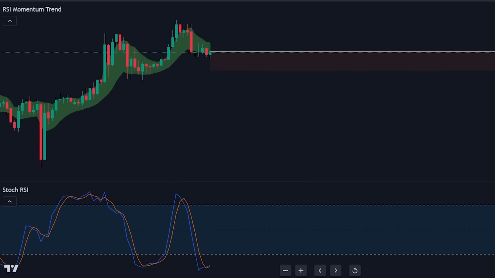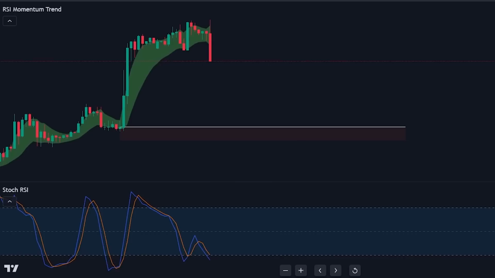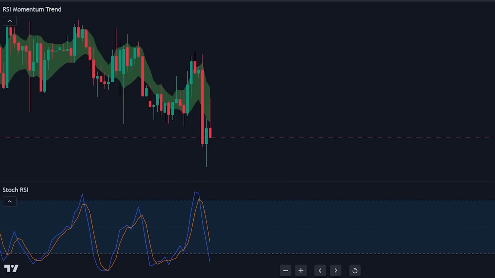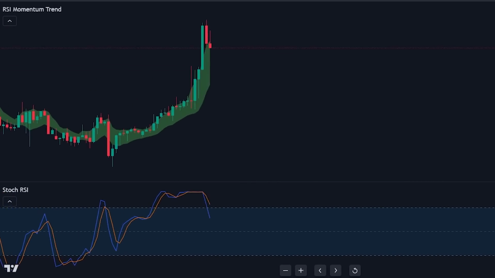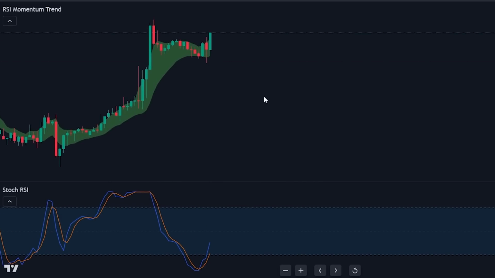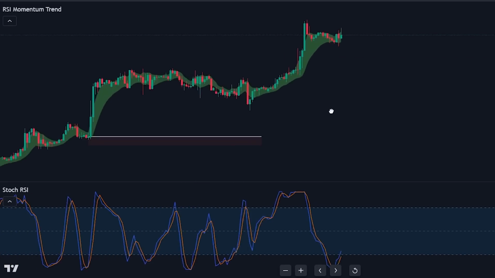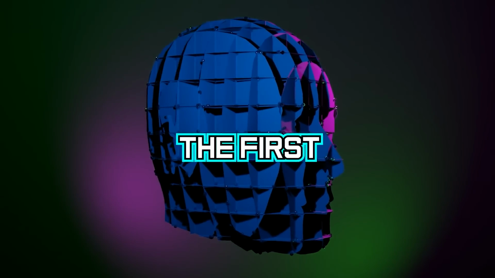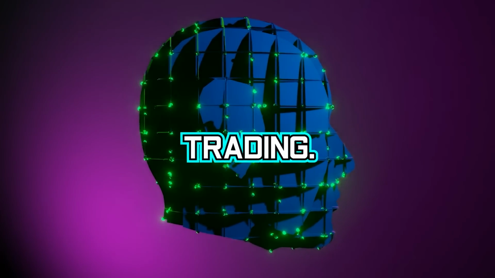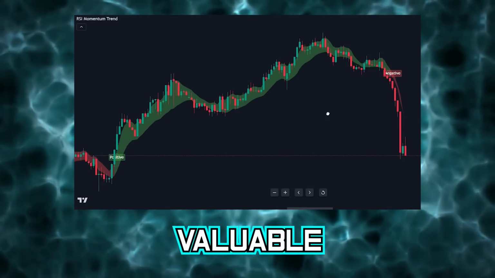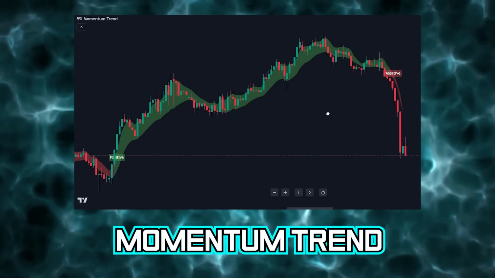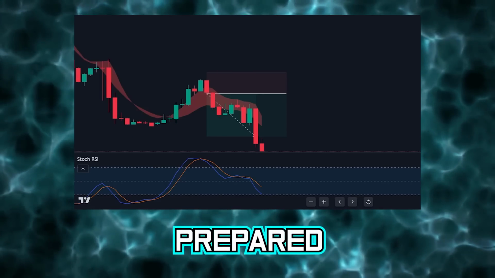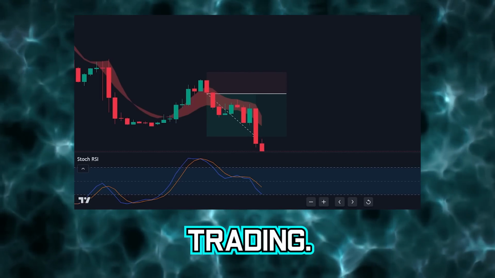Furthermore, we've discussed a potential exit strategy, which involves holding the position until the overall trend changes according to the RSI momentum trend. If this exit strategy is used, it's recommended to trail your stops above or below significant price levels depending on the trend direction. Remember, knowledge of the trend is one of the first and most crucial steps in successful trading. Armed with these valuable indicators, the RSI momentum trend and the stochastic RSI, and the strategies we've shared today, you're now better prepared to navigate the exciting world of trading.